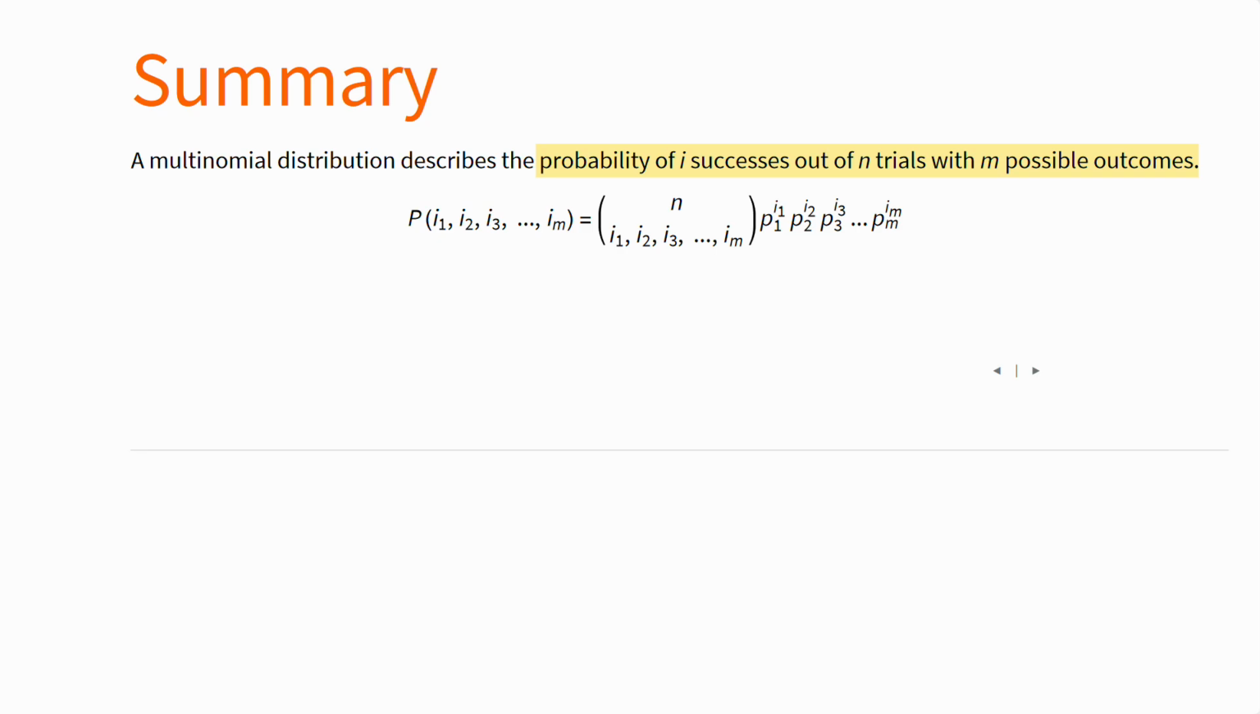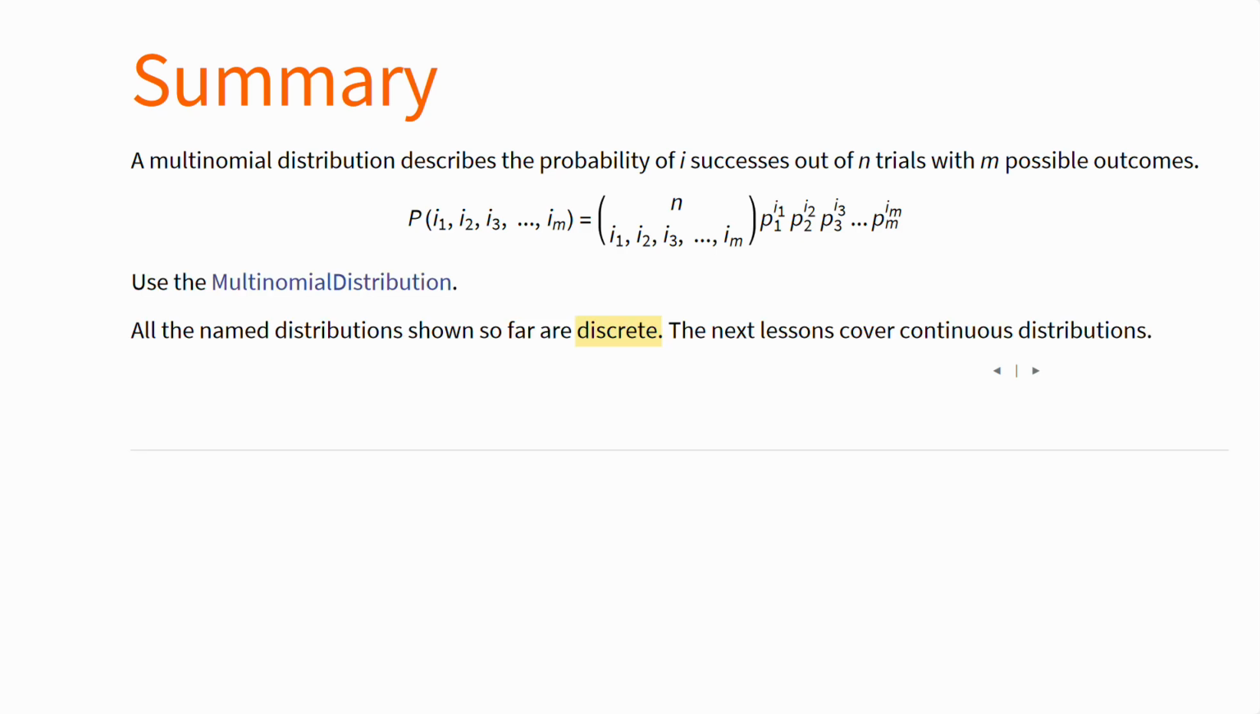So in summary, a multinomial distribution describes a probability of i successes out of n trials with m possible outcomes. To solve discrete distributions with more than a binary choice, use the MultinomialDistribution function. But so far, all named distributions were discrete. What about continuous distributions? You'll start the next section with the simplest continuous assumption: uniformity.